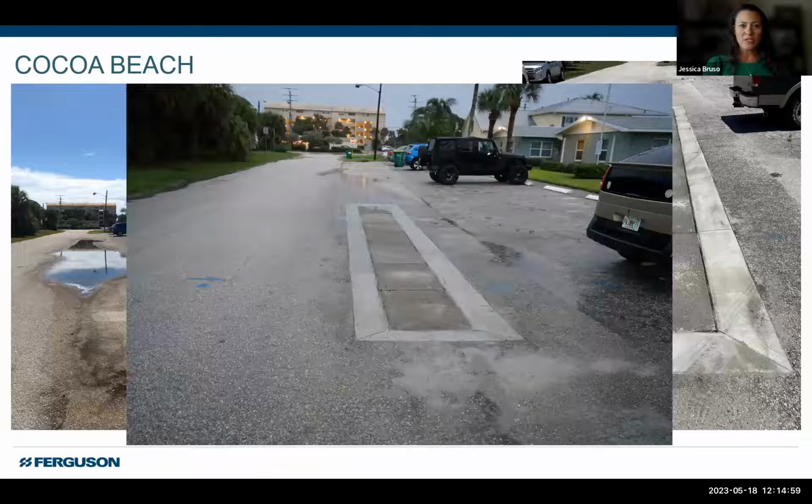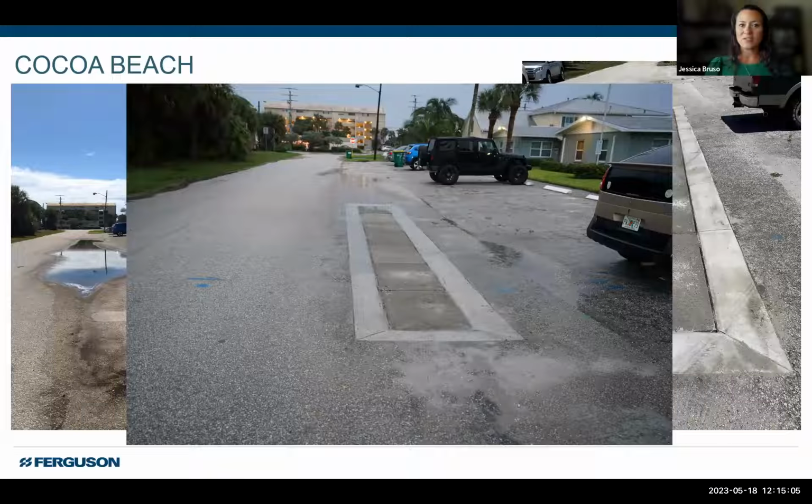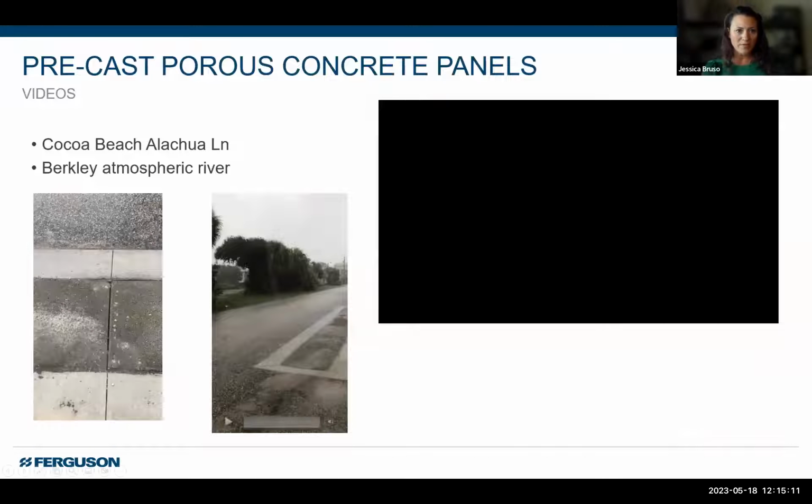And that is during an active rain event. So you can see, again, there's the sand. Water is actually coming from both directions. And I will show you a video of this. I'm going to end with a few different videos. I'll show you 2 little ones from Cocoa Beach from that project, and then also one of a gutter line application in California.